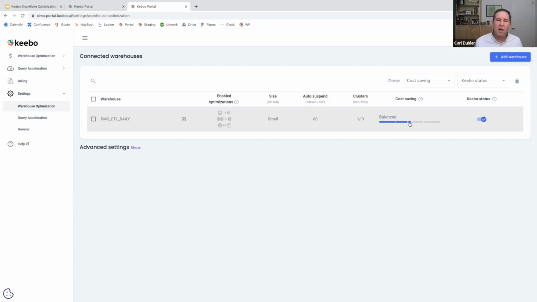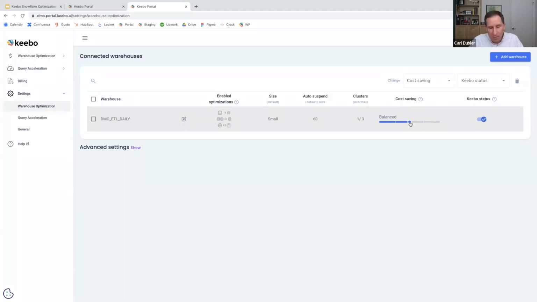So there may be some warehouses where you want to increase the probability of savings. And if that's the case, you can take the slider bar and move it one notch to the right or all the way over to the right if you want to. And what you're doing is you're increasing the probability of savings by telling the robot, that friendly dog robot, to be a little more aggressive, looking for cost savings.